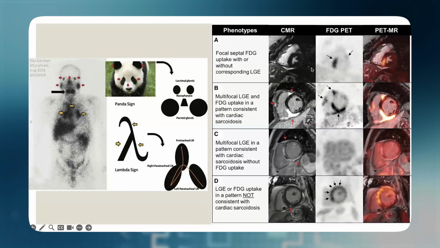Okay, and these are your cardiac MRI, FDG PET uptake, and PET-MR uptake seen in sarcoidosis. The most typical is this first one, the focal septal. If they mention in the MRI that we can see focal septal FDG uptake, or focal, only septal, or patchy late gadolinium enhancement, then go for cardiac sarcoidosis.